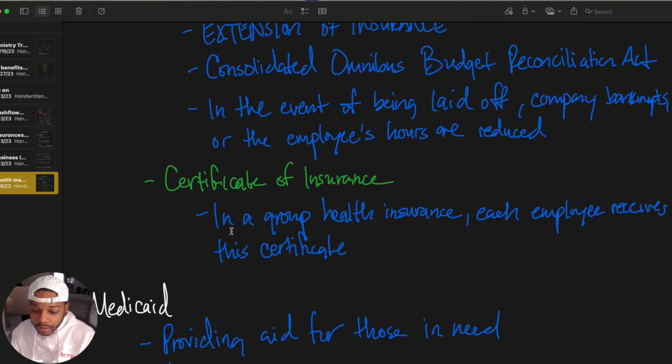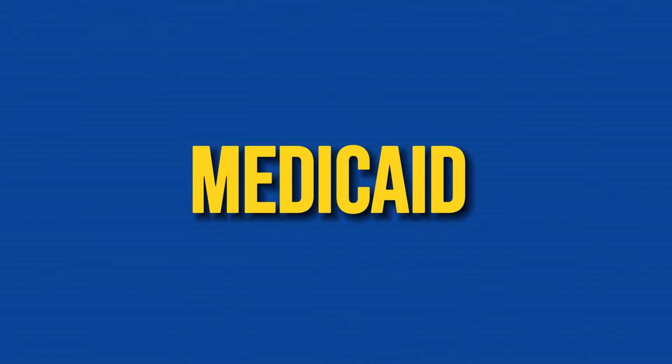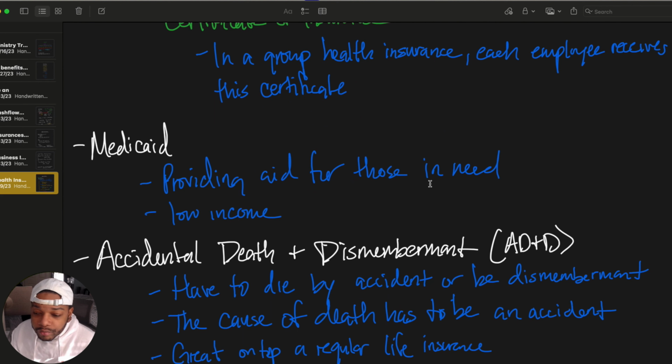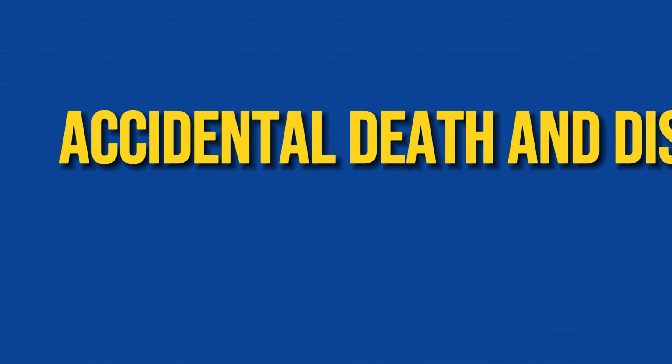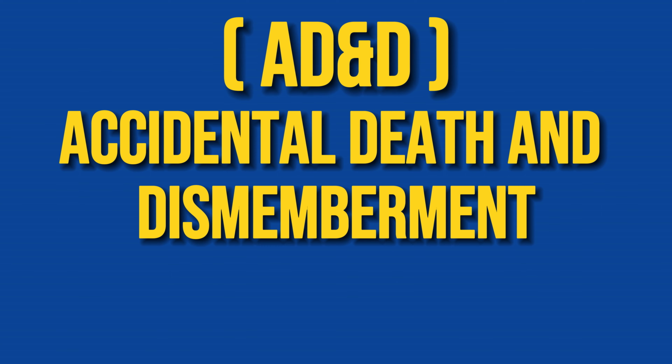All right, certificate of insurance pretty much is a certificate in group health insurance that each employee receives at the end of the term, right? It's only in group health insurance, of course, but when you're done with the actual insurance, you get a certificate. It's that simple. Medicaid, right? This is providing aid for those in need with low income. It's that simple, right? Accidental death and dismemberment, which is AD&D, right?